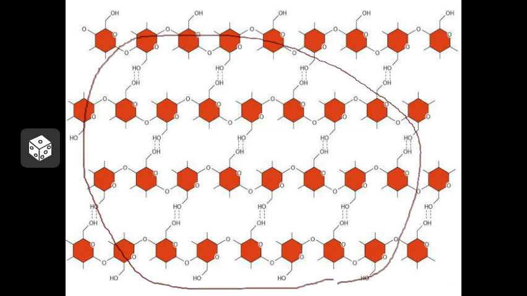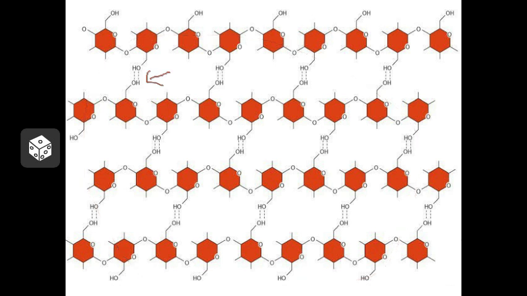Now we don't have the enzymes necessary to break those little cross-linkages. So even though we can eat cellulose, we can't break it down and we can't access that glucose. But certain kinds of bacteria can.